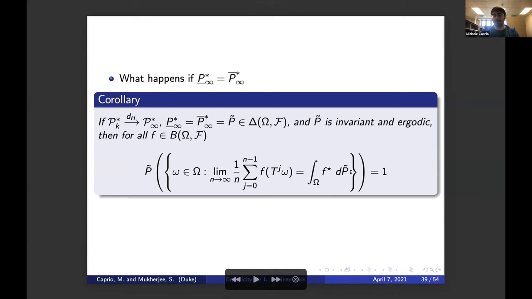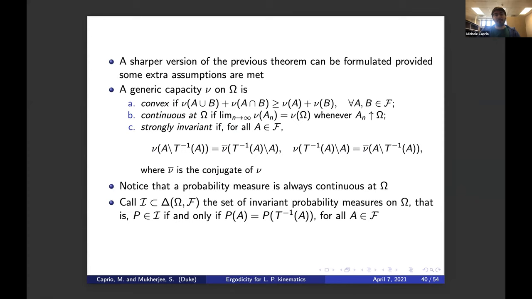And we can give a sharper version of the previous theorem by requiring extra assumptions to be met. In particular, for this assumption to be met, I need to introduce what I mean by convex, continuous, and strongly invariant capacities. A generic capacity is called convex if the capacity of the union plus the capacity of the intersection is greater or equal than the sum of the capacities. It's continuous at omega if the limit of an increasing sequence of sets that grows up to the state space omega, the limit of the capacity of this sequence, is equal to the capacity we assign to the state space. And it's strongly invariant, basically, if this happens, where nu over bar is the conjugate of nu. So if this is a lower probability measure, this is going to be the upper one, and vice versa.